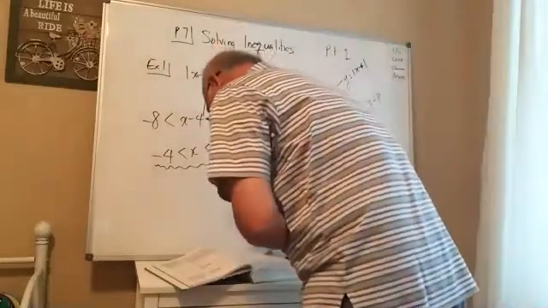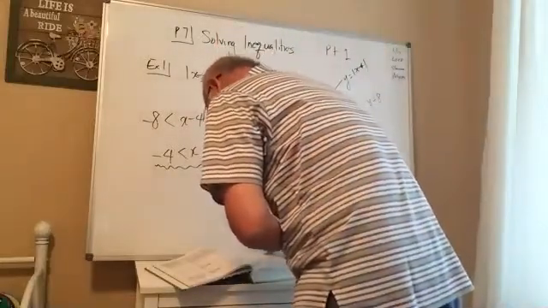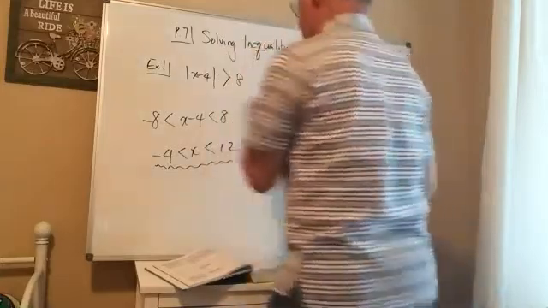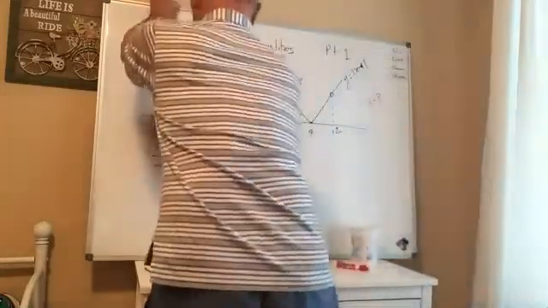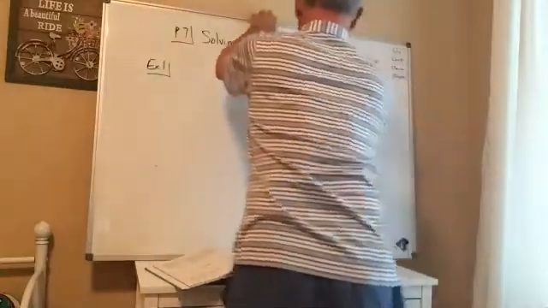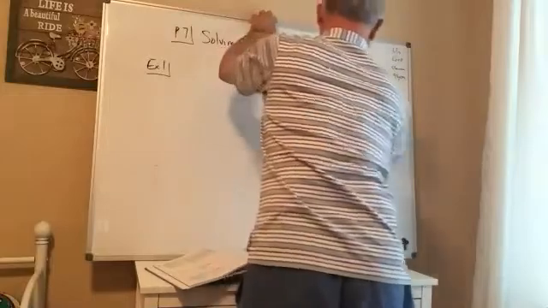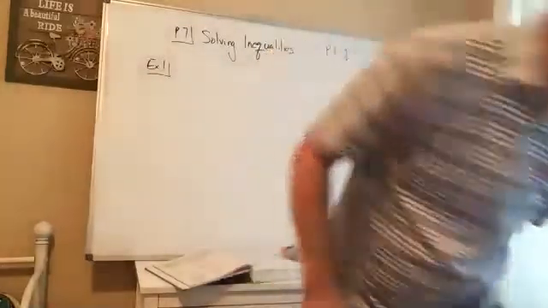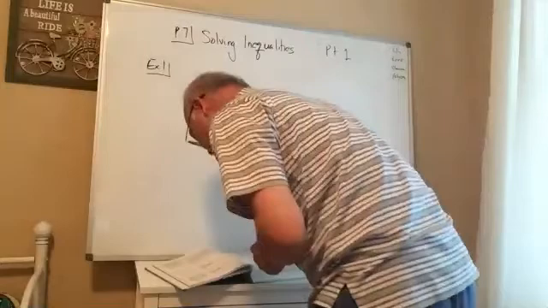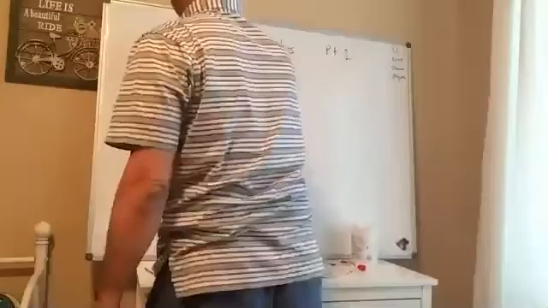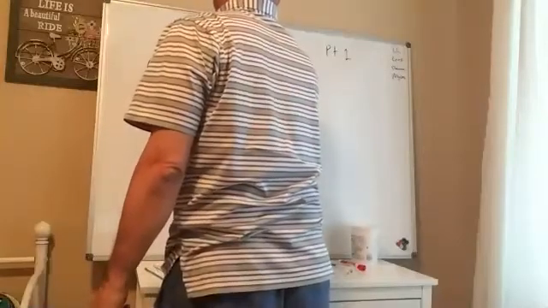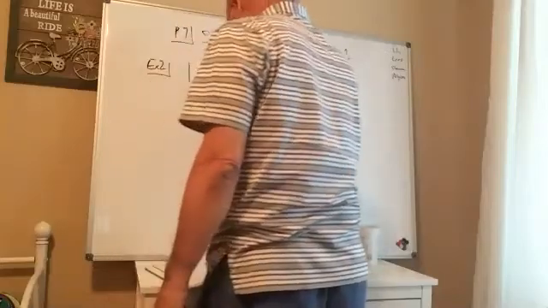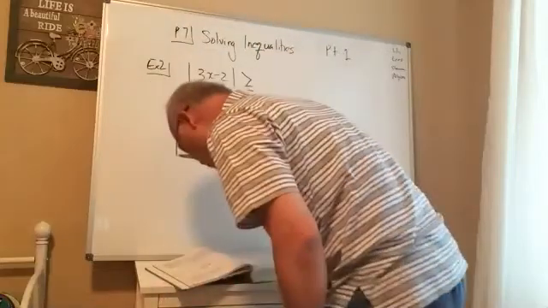Okay, example number 2. Solving the other one. So let's do example number 2. Let's see if we can do this algebraically. Algebraically, we have the absolute value of 3x minus 2 greater than or equal to 5.